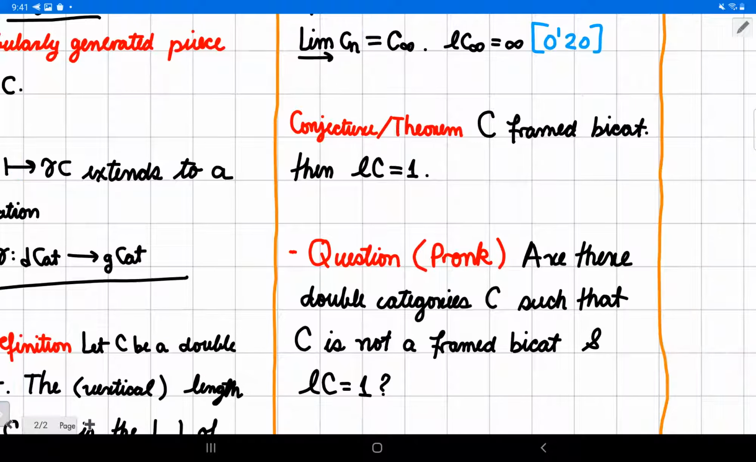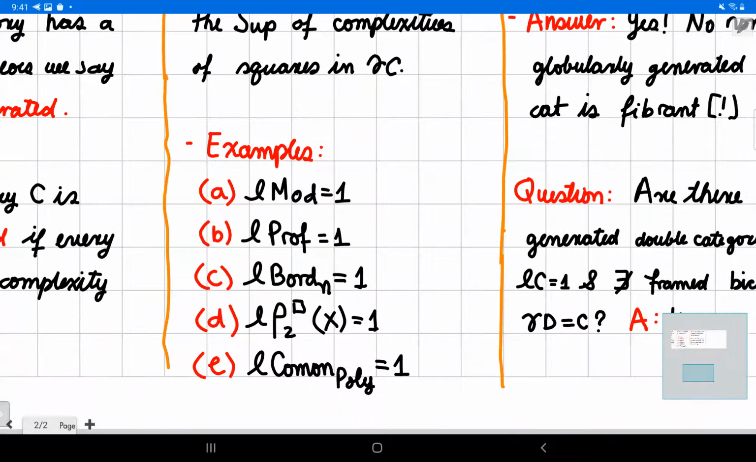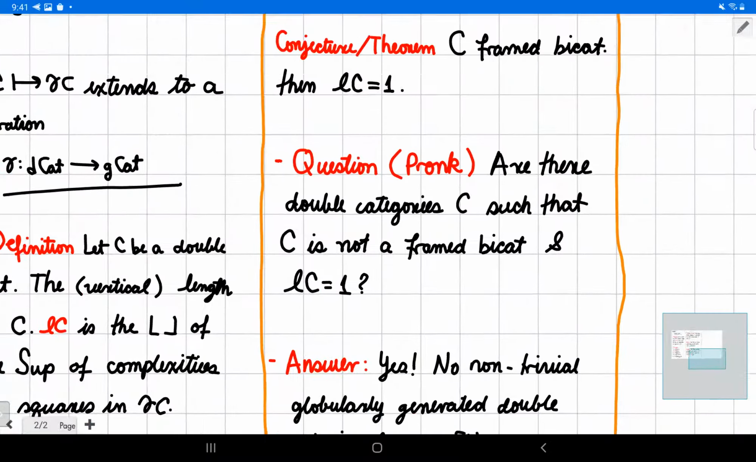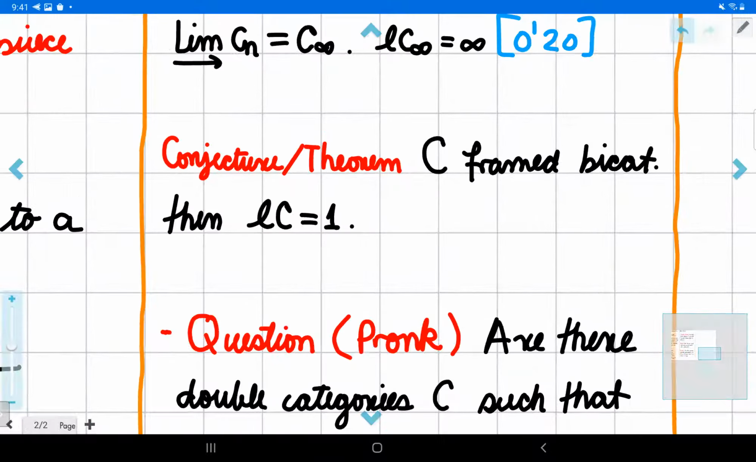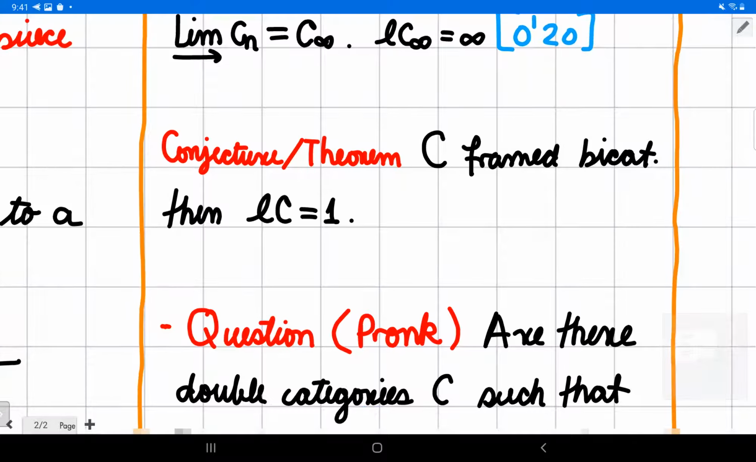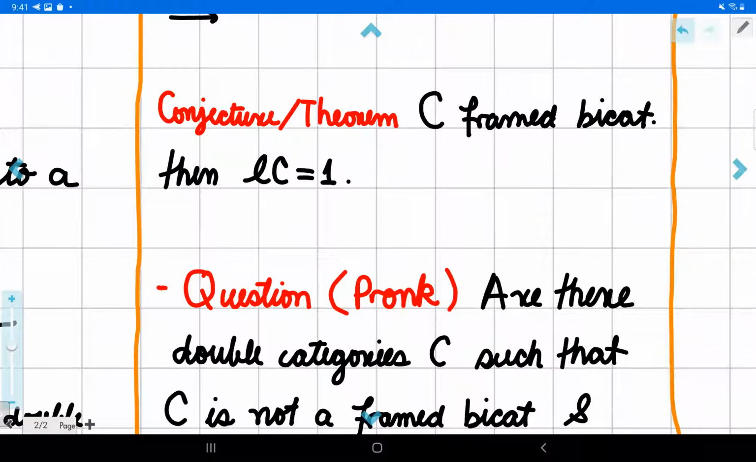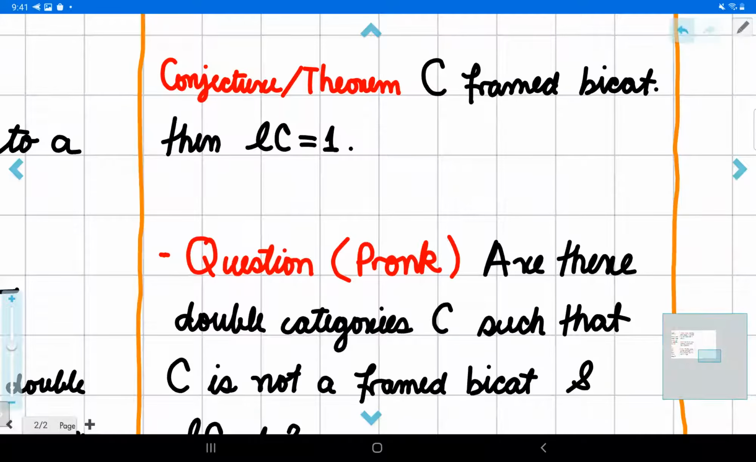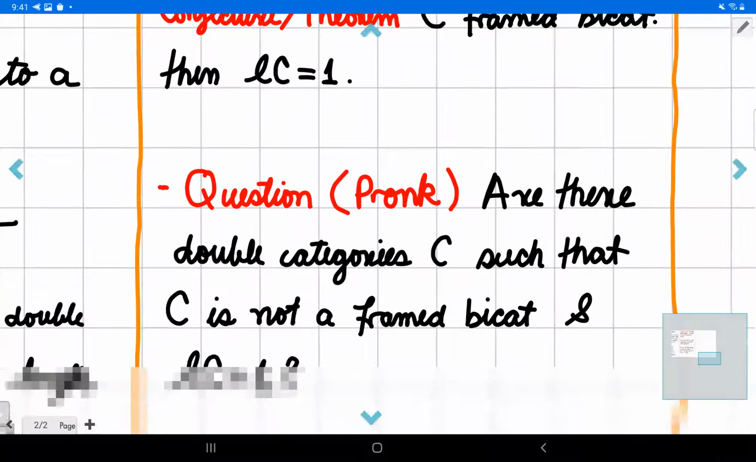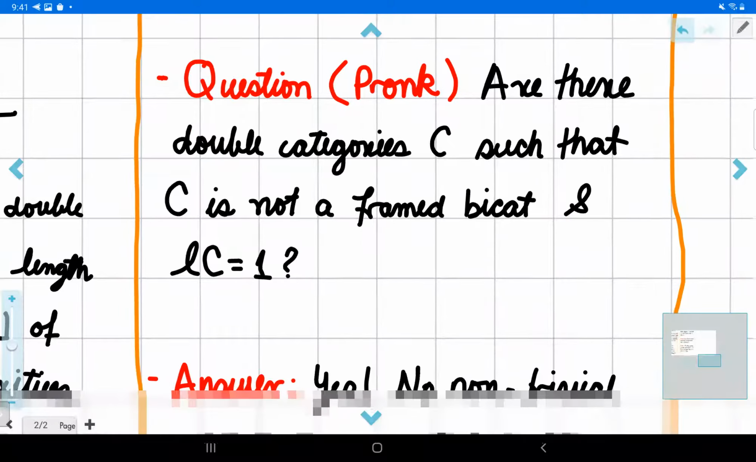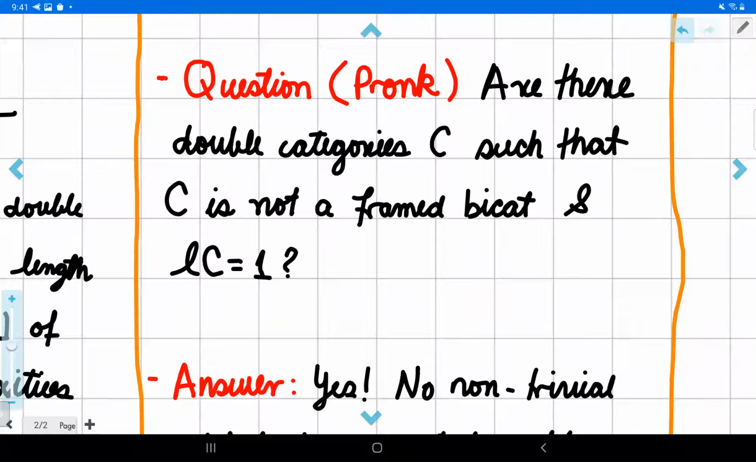So there's something in common with all these double categories. They're all frame bicategories. So we have the following conjecture. If C is a frame bicategory, then the length of C is 1. So this is the title of the talk. And this is a conjecture, but this is not published yet, though it is already proven. So we can think of this as a theorem, but I think we have to wait a couple of weeks or maybe months for this to actually become a theorem. But so, the length of frame bicategories is 1.